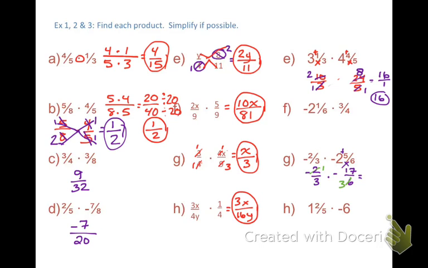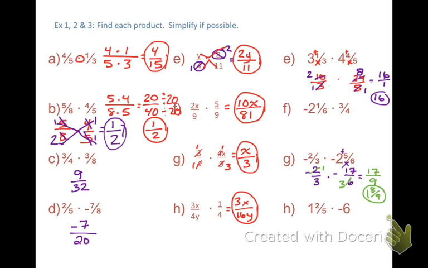Multiply across a negative and a negative. Negative times a negative is a positive, so we don't need to do that. So 1 times 17 is 17. And 3 times 3 is 9. And I'm going to turn this into a mixed number. 9 goes into 17 once, 8 left over, so it's 1 8/9.